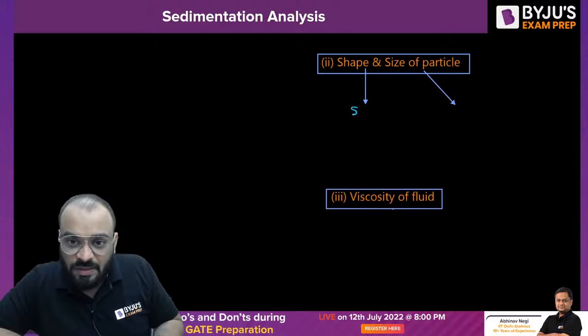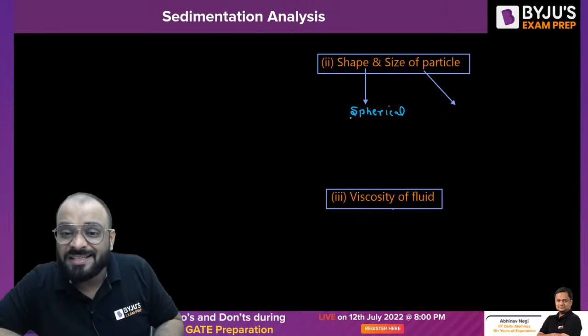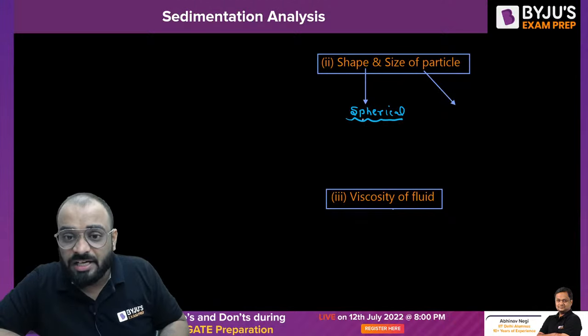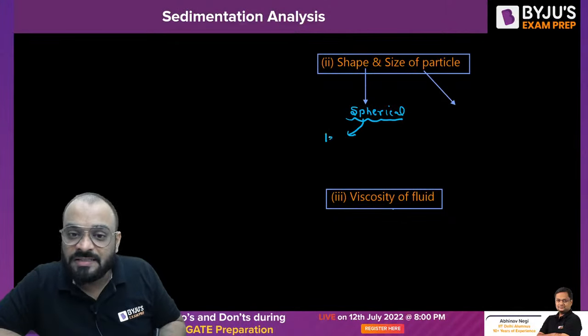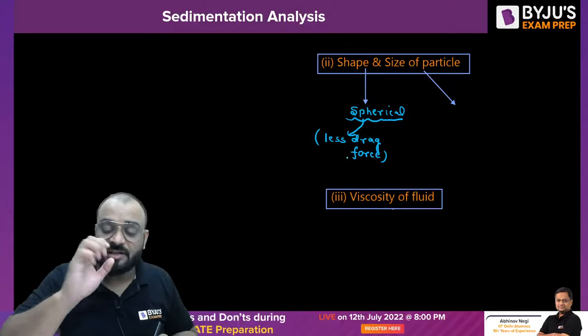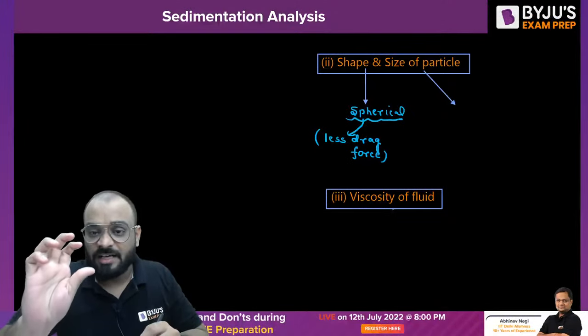Now the question is, why do we consider the particle as spherical? Because it causes a lesser drag force, right? If the shape of the particle is spherical, then it causes less drag force. That's why we consider the shape of the particle as spherical.